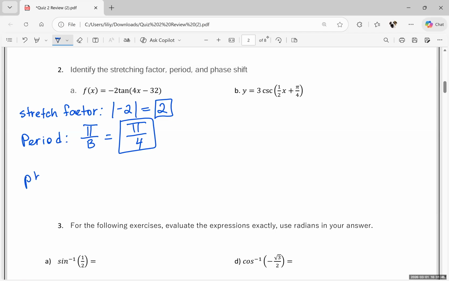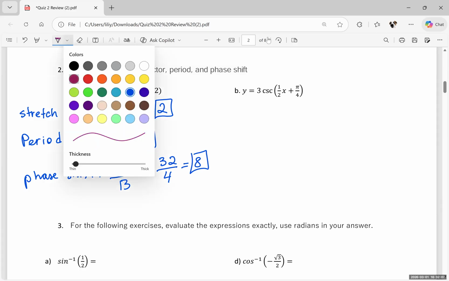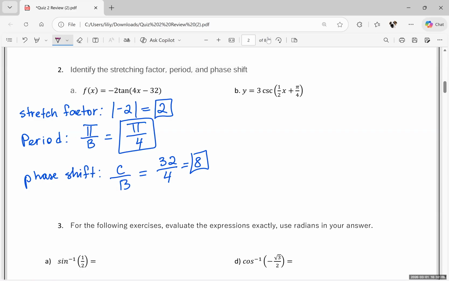And then phase shift. Phase shift is c over b. My c is 32. My b is 4. 32 divided by 4 is 8. This is a positive phase shift, so it's 8 to the right. But if you just leave it as positive, I am going to assume that positive means to the right. Okay, same thing for cosecant.